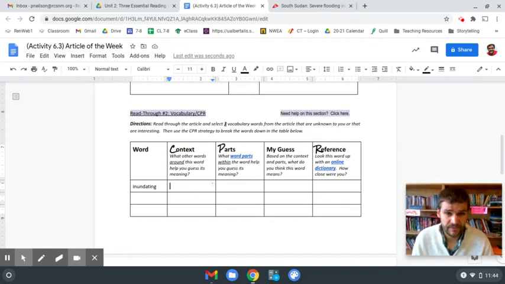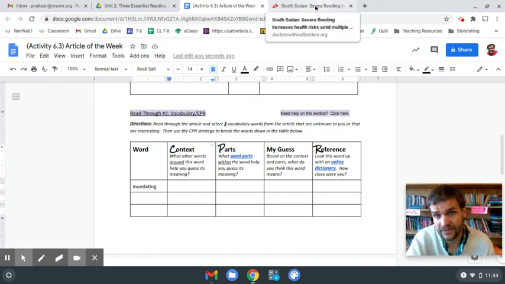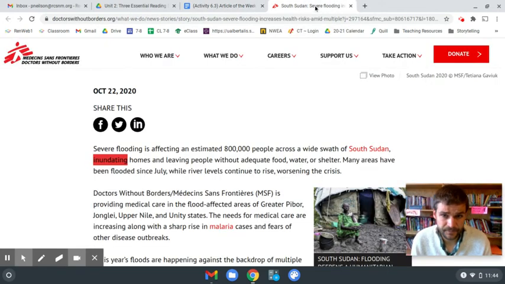into my table. So now we're going to use the CPR strategy to figure out maybe, or to break down, what does inundating mean? So the first thing we're going to do is we're doing our CPR strategy. We're going to start with context. Context is all the words around a word. So what other words around inundating might help us guess its meaning? So let's go back and look at the context.